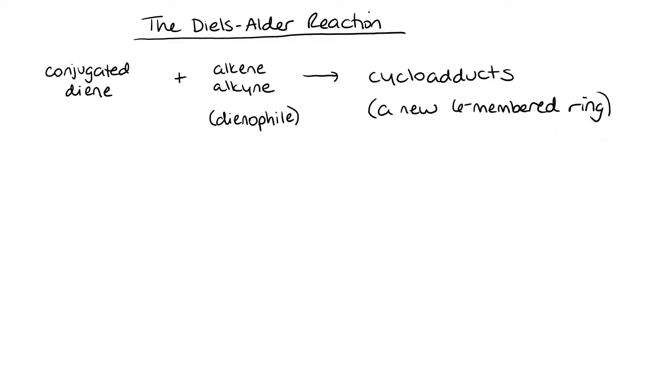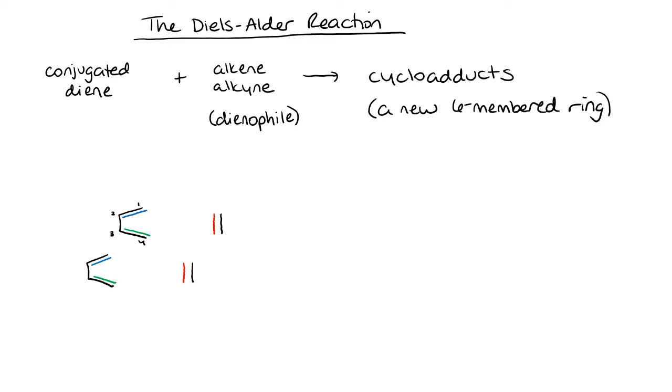So let's take a look at an example of a Diels Alder reaction. So we have a conjugated diene. We'll go ahead and use 1,3-butadiene. Now all of the electron movement in this reaction is going to involve the pi electrons. So I'm going to go ahead and color code them so we can keep track of what's going on. Now these are going to be reacting with an alkene or alkyne. I'll go ahead and use an alkene that also has pi electrons.